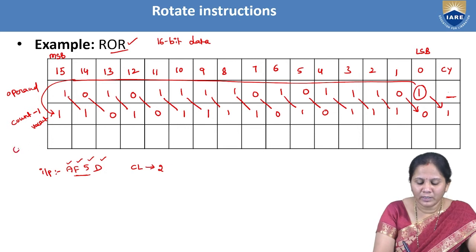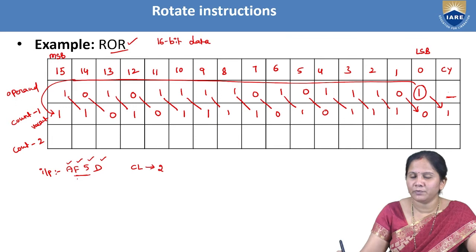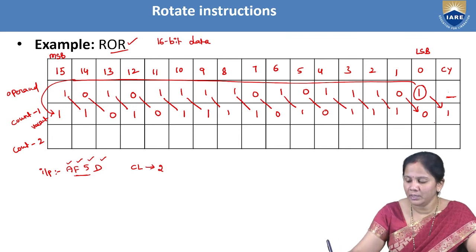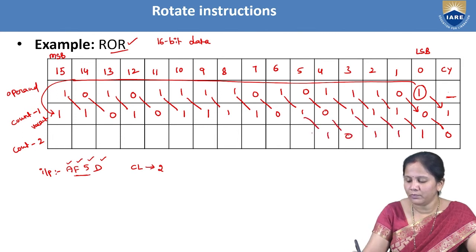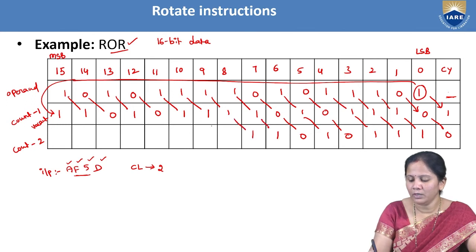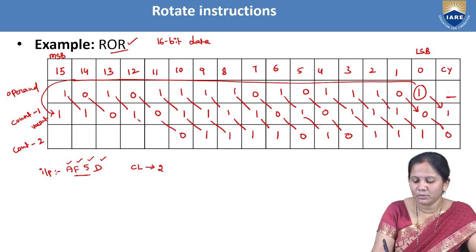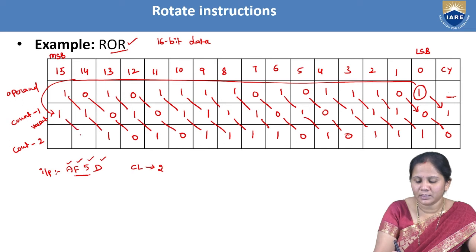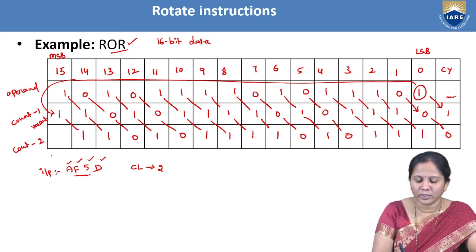Now, when the count value is 2, again the rotate right operation will be performed. So here this MSB bit is vacant in this case also.